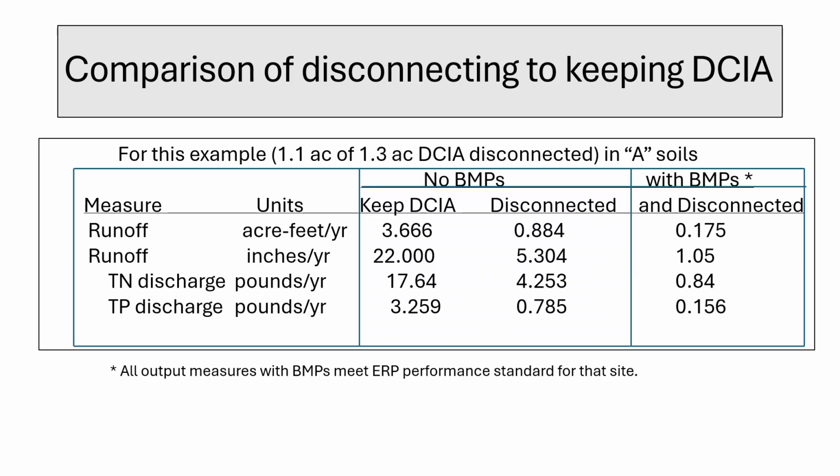The key takeaway here is that disconnection alone can be powerful enough to meet a loading target in certain regulatory contexts, such as a basin management action plan. If the disconnection by itself brings you to your required discharge load, you may not need any additional BMP, but combining disconnection with a retention BMP gives you the greatest reduction in both volume and pollutant loading.